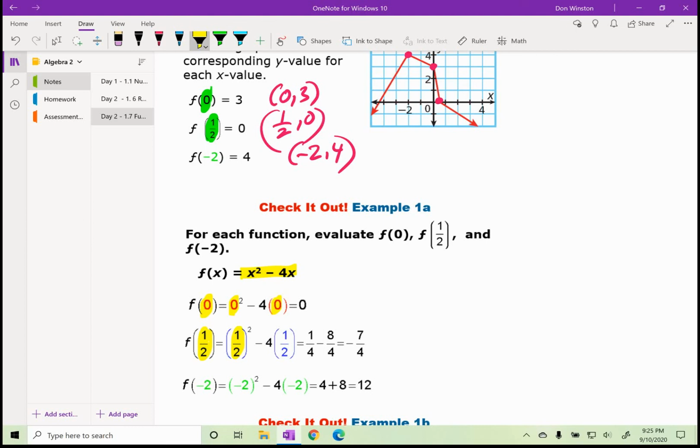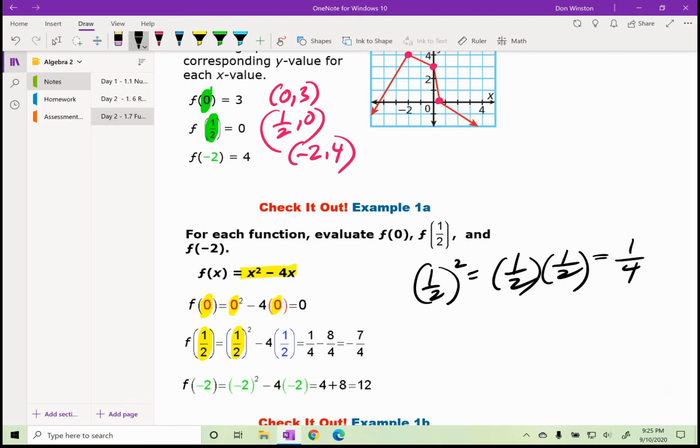We take 1/2 and square it, and then we subtract -4 times 1/2. We take the input, x, we square it, and then we subtract 4 times 1/2. Okay, so 1/2 squared is 1/4. 1/2 squared means 1/2 times 1/2. When you multiply fractions, you multiply the numerators and the denominators. 1 times 1 is 1, 2 times 2 is 4. Okay, so that gives us 1/4.